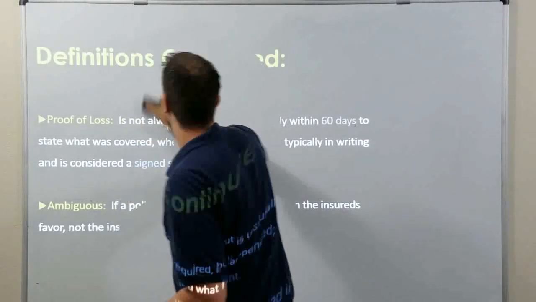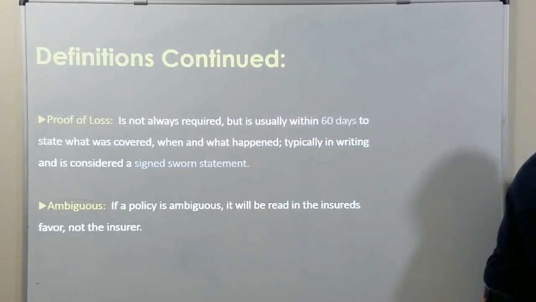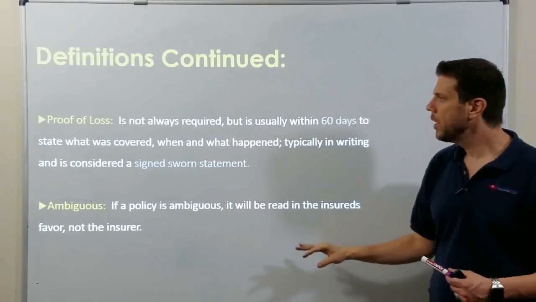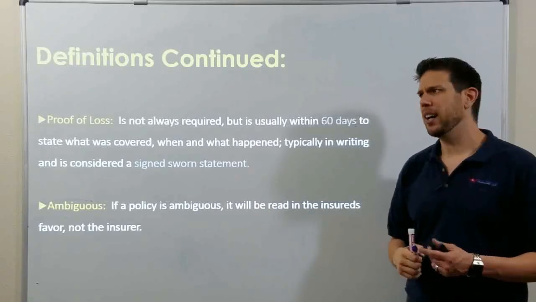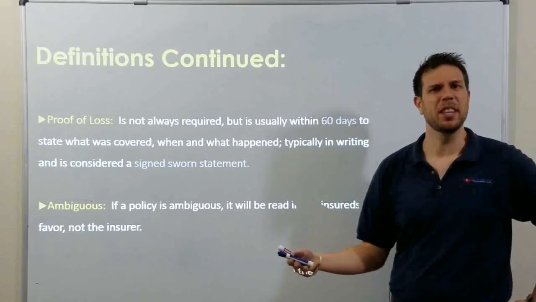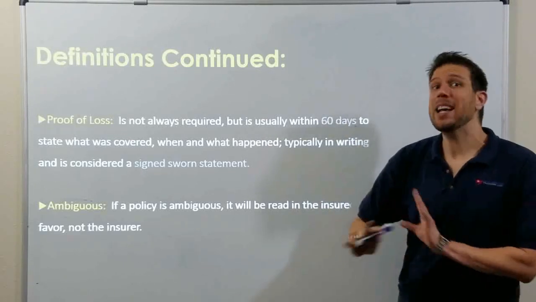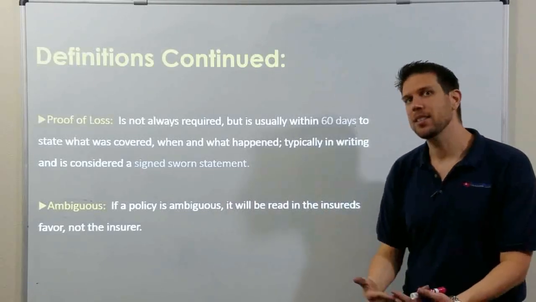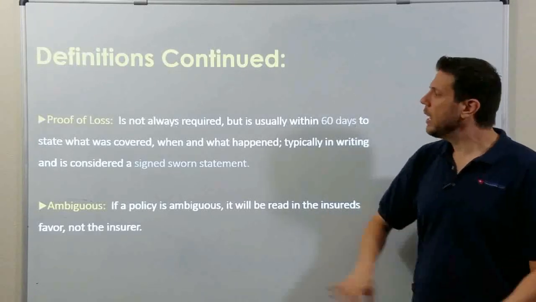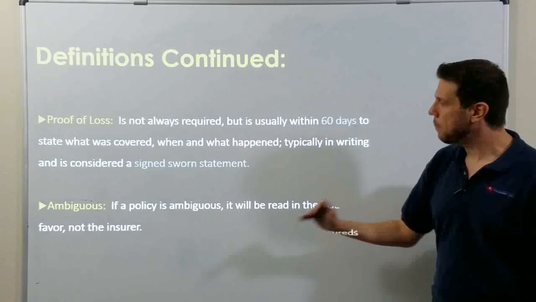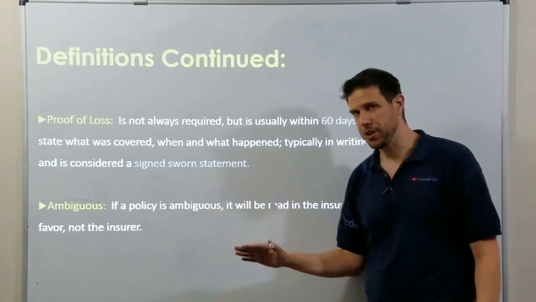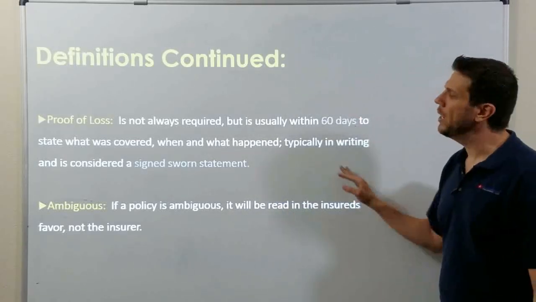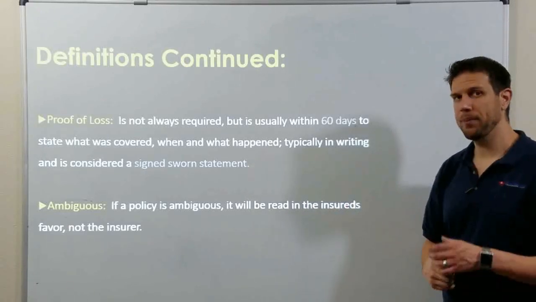The next definition we have is ambiguous. Ambiguous means vague, unclear, or contradictory. An ambiguous statement would be, such as, we might cover this, but only if this happens, but if that doesn't happen, then we might cover it as well. Insurance policies have to be very clear and concise. They have to define everything perfectly. If the insurance company does not define it perfectly, and there is some question as to whether or not it's covered or not covered, the insured will win any lawsuits.